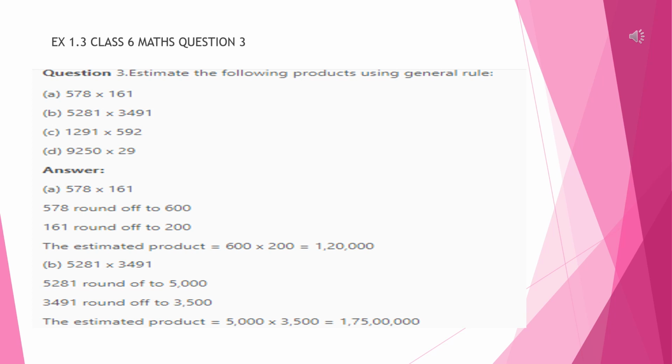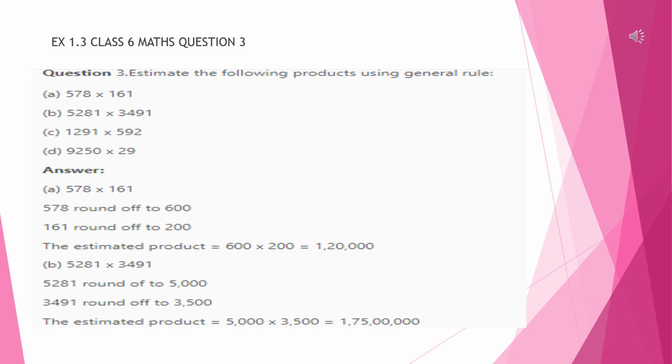Question 3. Estimate the following products using the general rule. It is quite similar to the previous one, but for finding the product, we have to apply the multiplication operation instead of addition and subtraction. First part, 578 multiplied by 161. In this question, we will round off the numbers to the nearest 100. 578 rounds off to 600. 161 rounds off to 200. The estimated product is 600 multiplied by 200, which equals 1,20,000.